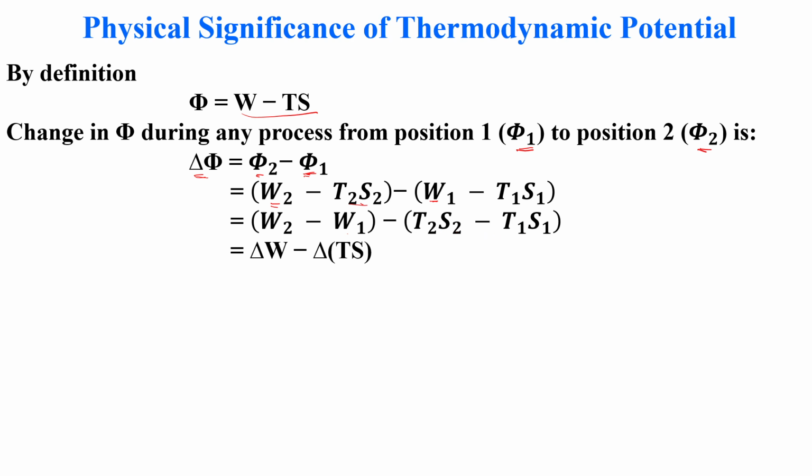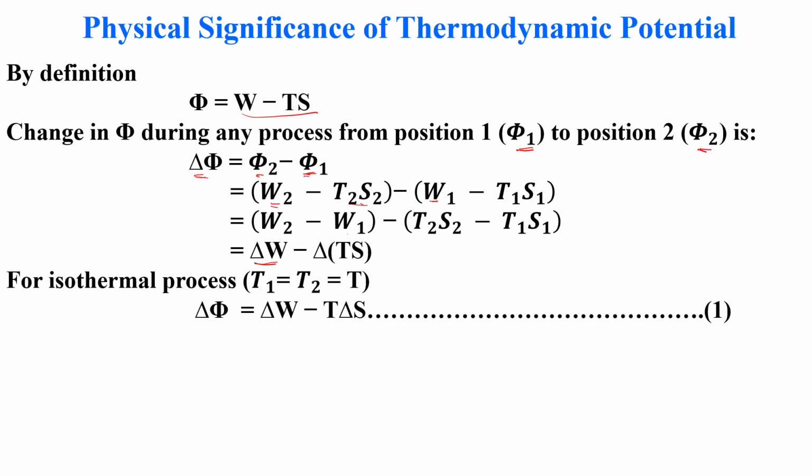So W2 minus W1 is the small change, represented as del W, minus del of the product of temperature and entropy. For an isothermal process, the temperature T1, T2, let it be T, remains constant. For an isothermal process, temperature remains constant, so this T can be taken outside the delta, which represents a variation.